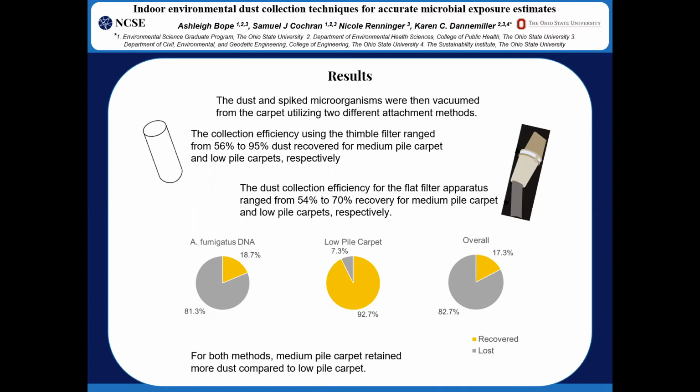If you're tracking these efficiencies along that sample collection process, which I showed in the previous slide, and looking at how much DNA you're able to collect from samples, in this particular example, we were only able to collect around 19% of the DNA. From the low pile carpet, we were able to collect around 93% of the dust from the carpet. So when you combine those overall, we're only able to collect around 17% of the microbial DNA that was initially spiked into the dust and embedded into the carpet.